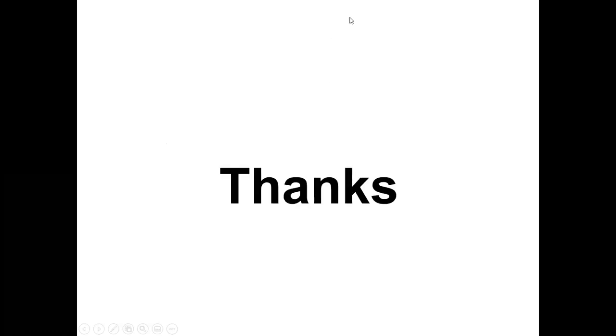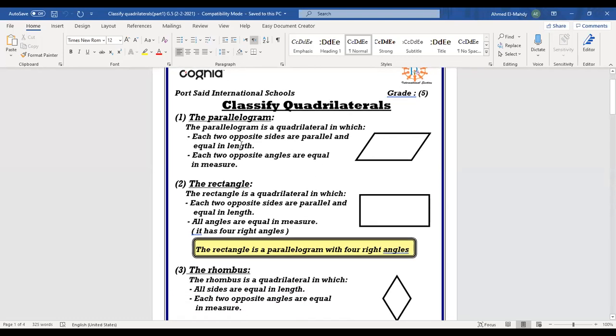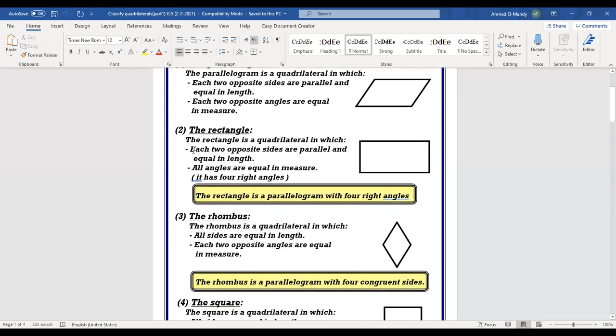Okay, now this is our sheet, and these are the properties of each quadrilateral we explained, quickly again. The parallelogram is a quadrilateral in which each two opposite sides are parallel and equal in length, and each two opposite angles are equal in measure. The rectangle is a quadrilateral in which each two opposite sides are parallel and equal in length, and all its angles are equal in measure because it has four right angles.